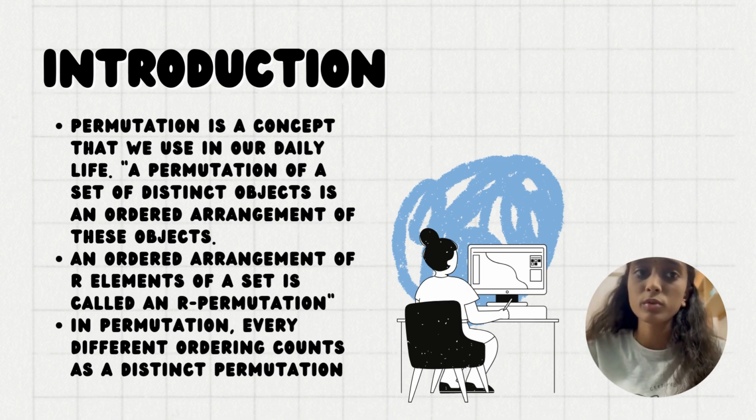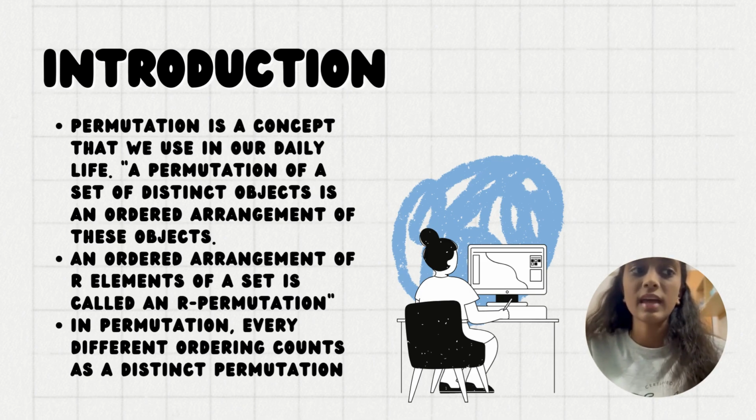The importance of permutation in discrete structures, which is related to real life, is probability and statistics. In probability theory, permutations are used to calculate probabilities in situations where the order of events matters. For example, in a deck of cards, determining the probability of drawing a specific sequence of cards involves considering the number of permutations.